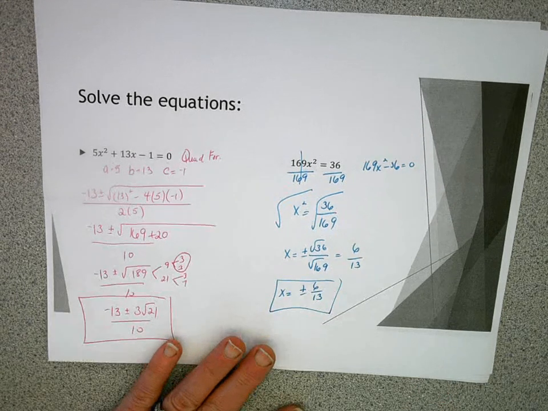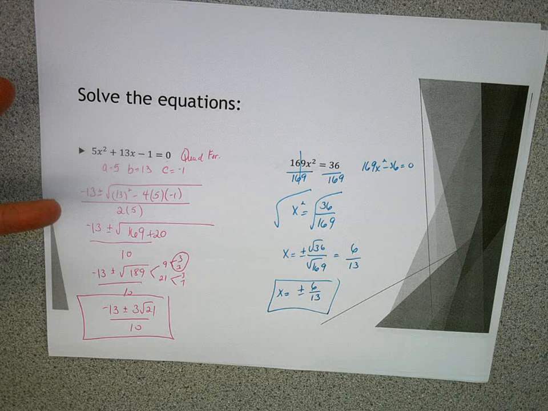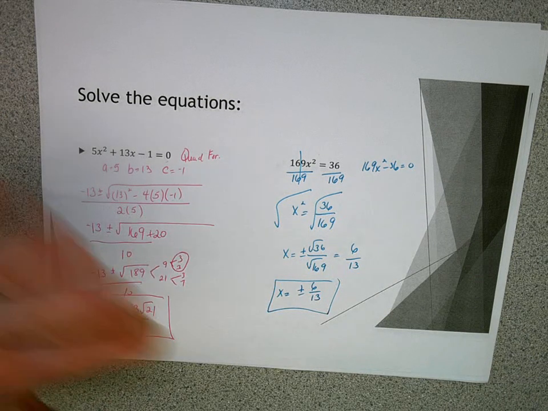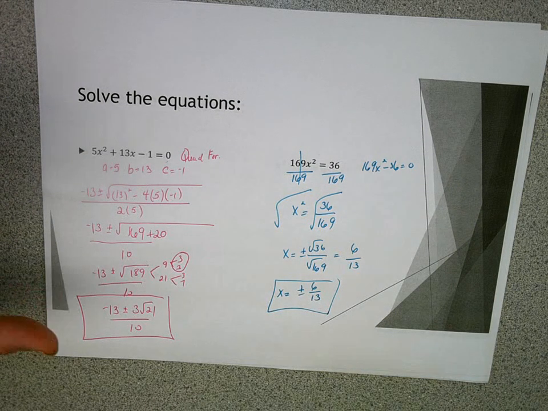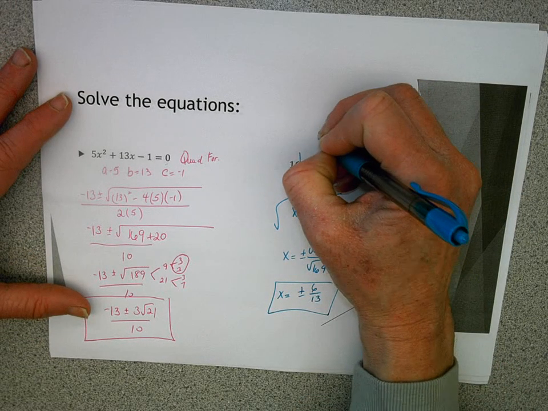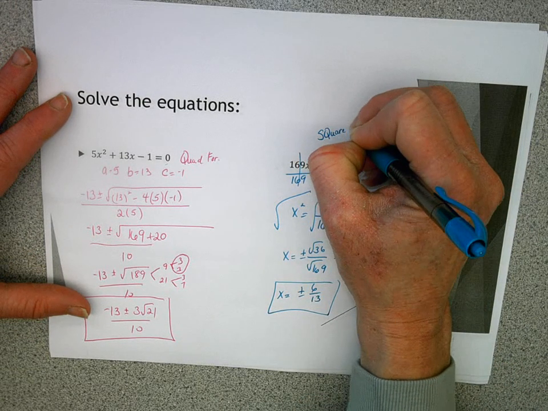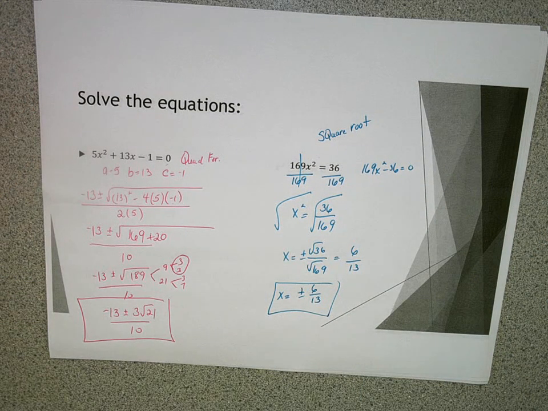Now you could always do the quadratic formula on this. Your b would just be 0. But why? Much faster to do it that way. Much easier than doing anything else. You could factor it also as a difference of squares, but this is the easiest way because there is no b value. So this is square rooting. Okay?